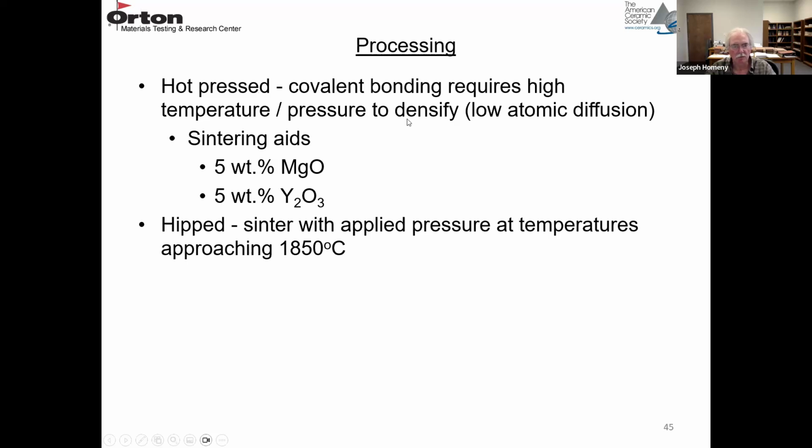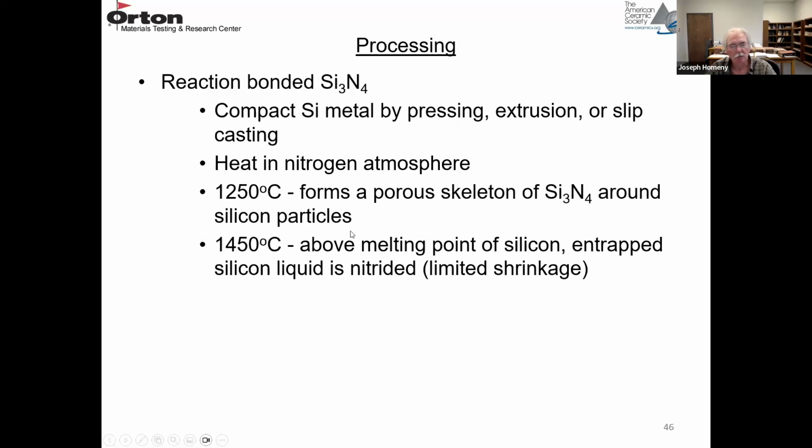So hot pressing is pressure from one direction in a mold. Hipping is pressure through an atmosphere at high temperatures, so it's pressing in all directions. So hipping is just sintering with pressure at temperatures about 1850 degrees C for silicon nitride. So these are our processes to make dense silicon nitride. These would be for high performance technical type ceramics. It is an expensive process. These methods are not useful for making refractory materials.